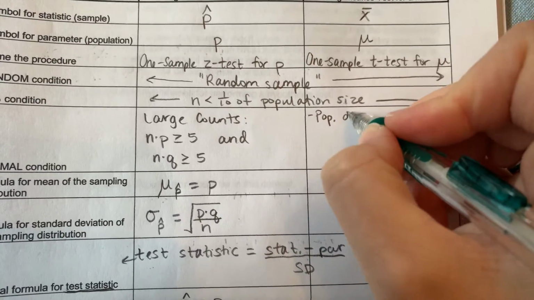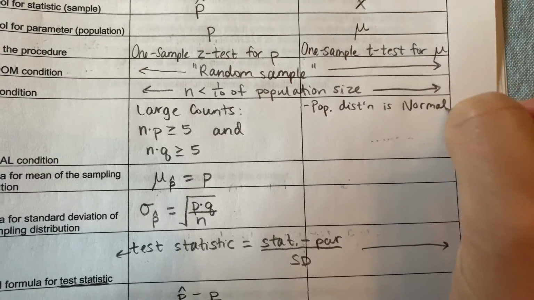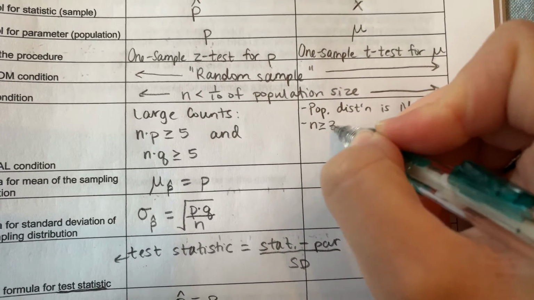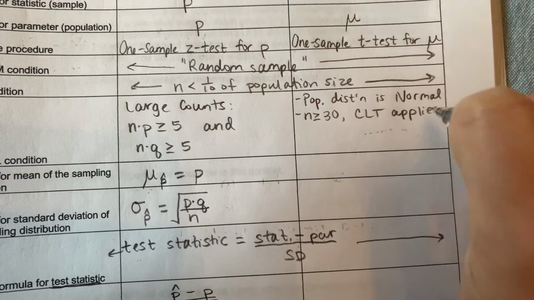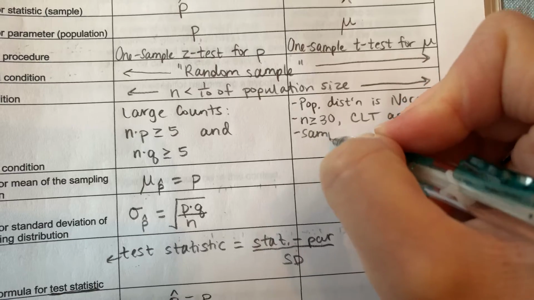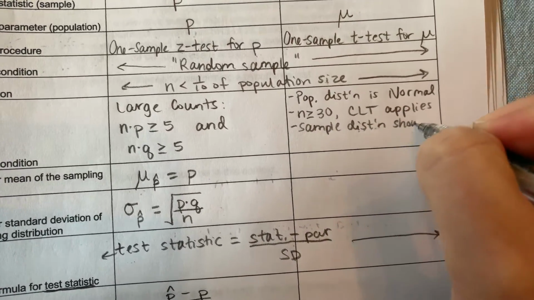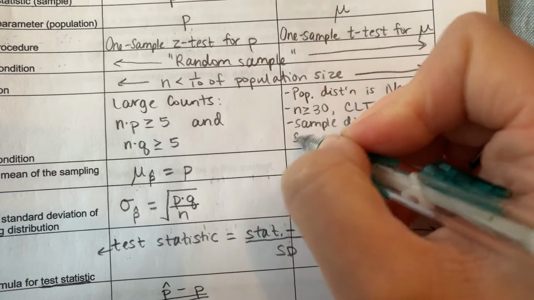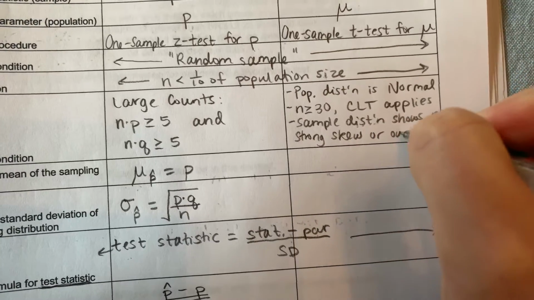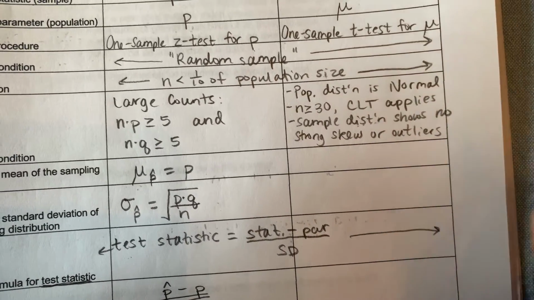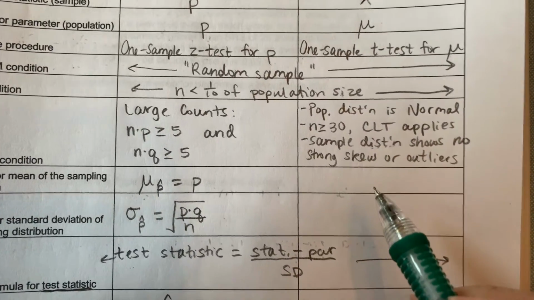Either your population distribution is normal, or n is greater than or equal to 30 so that the CLT applies, or the sample distribution shows no strong skew or outliers. Okay, one or the other of those. I'm sorry, one of those three is what you're looking for.